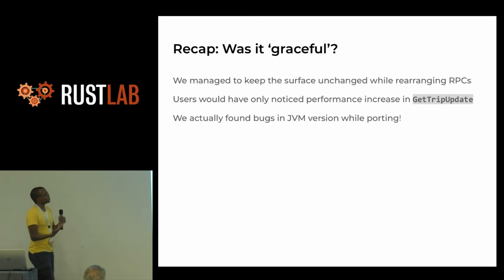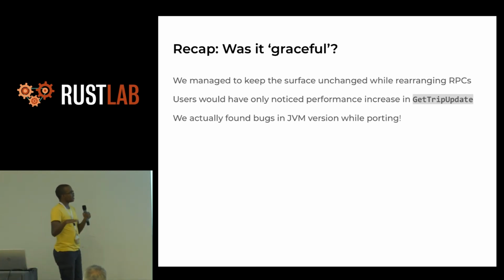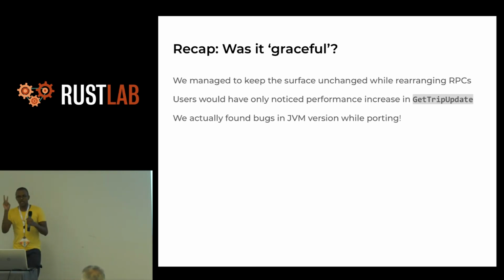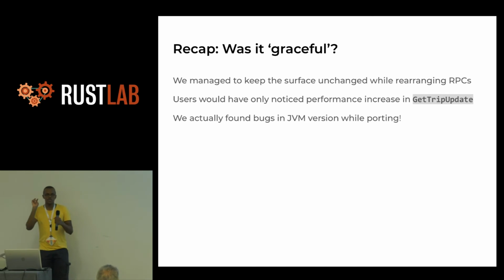Okay, so was it graceful? We managed to keep the surface unchanged while rearranging RPCs. Our users would have only noticed a performance increase in the get trip update call, where previously it would take about 2 seconds and now it loads almost instantly. And then we actually found bugs in the JVM version while porting.